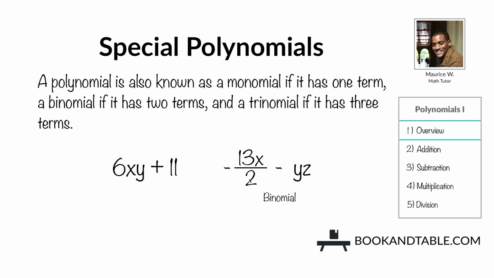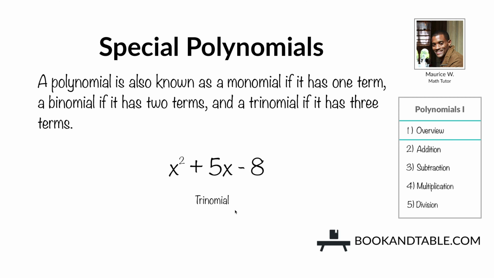The coefficient can also be a fraction. So negative 13x over 2 is considered a singular term, minus yz. These are being multiplied, so it's also considered a singular term. So two terms would give us another example of a binomial. And a polynomial is known as a trinomial if it has three terms. So x squared plus 5x minus 8 would be one example of a trinomial. And 5x squared plus 6y minus 2 would be an example of another trinomial.